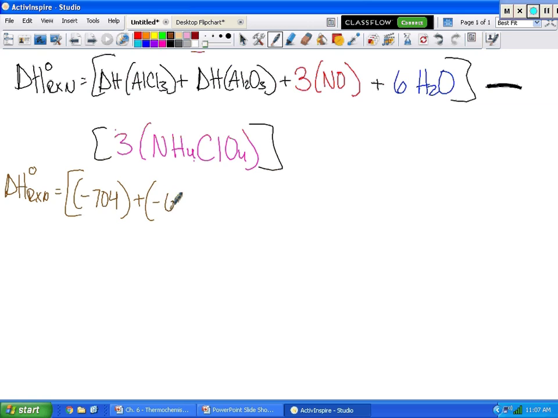1600 and what? 6. Okay. And then plus the value of NO? Positive 90. All right, okay. All right, and then what about the value of water? Negative 242. All right, and the top ones, they have coefficients.